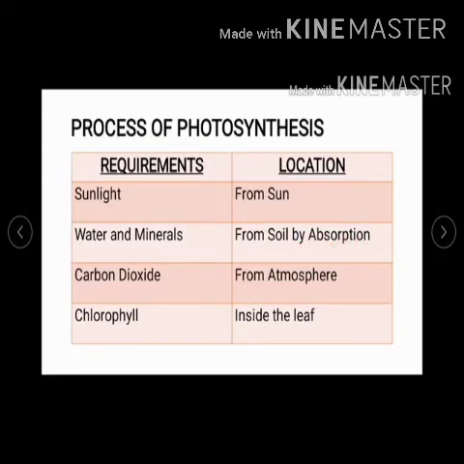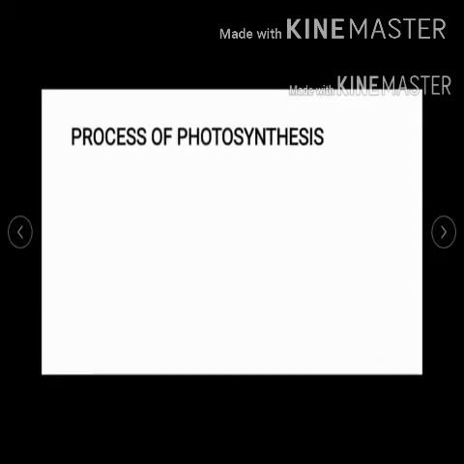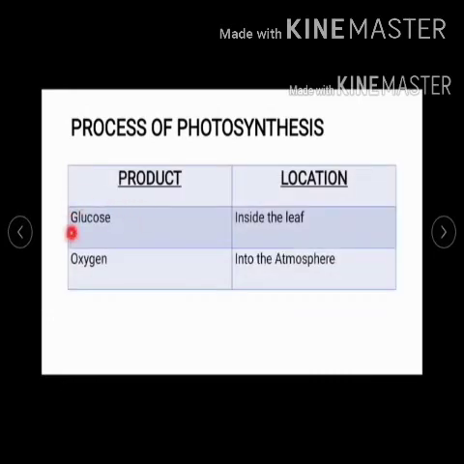This is what we have done in irrigation as well. Anyways, carbon dioxide, as we have discussed, is a part of the atmosphere, so from there we will get it. Chlorophyll is present inside the leaf only. Now what are the products that we have? We have 2 products, one is glucose, and of course everything is being collected inside the leaf, so the final product will also be collected inside the leaf only.